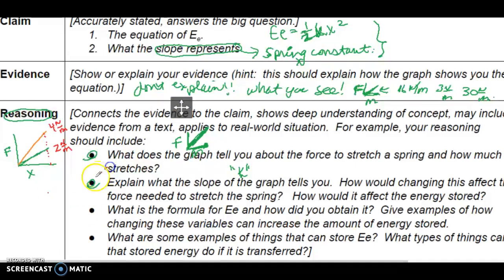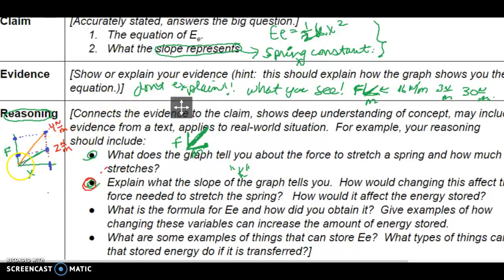All right, explain what the slope of the graph tells you. You're talking about the spring constant. So if I have one that has a spring constant of 2 and a different one that has a spring constant of 4, what is different about that? If I wanted to stretch something a certain distance to here, this weaker spring would only take this much force, whatever that is. But this stronger spring is going to take this much force. So it's going to take more force to stretch a spring that is stronger than it takes to stretch a spring that's weaker. So what does that mean for the energy?